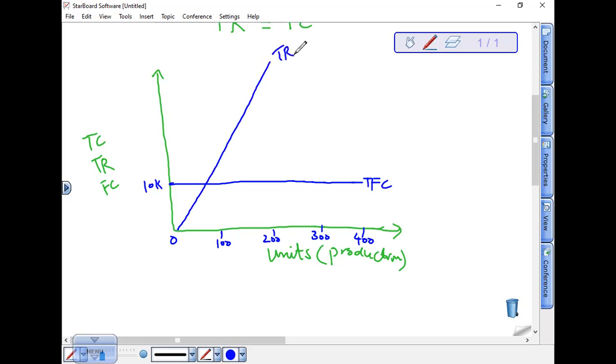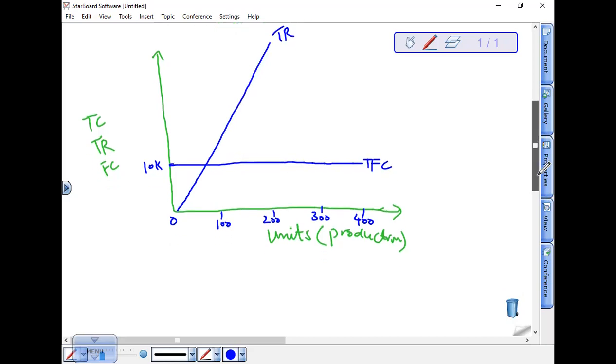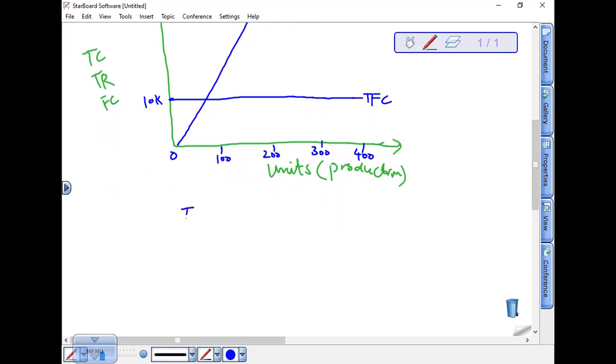Now coming to the total cost curve. To make it clearer, total cost is equal to fixed cost plus variable cost. Variable cost means the cost which changes with the number of units. If you are producing more units, the variable cost will be more. If you are producing fewer units, the variable cost will be less. So the cost which changes with the change of units is variable cost. But the formula for total cost is fixed cost plus variable cost.